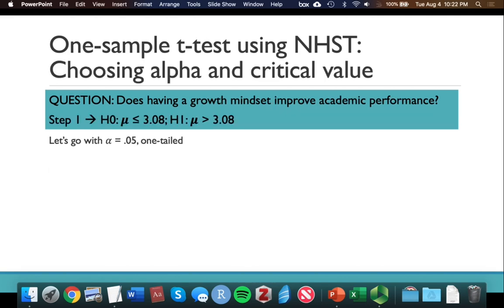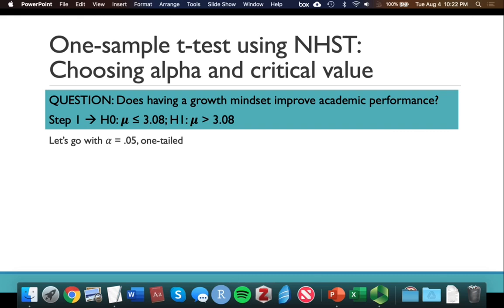Now that we've established our hypotheses, we'll go ahead and choose an alpha and a critical value. Let's go with an alpha level of 0.05, one-tailed. To pick our critical value, we'll need to look at our table of critical t values. I've posted one as a PDF on GoucherSpace. Go ahead and pull it up now before we continue with this video.